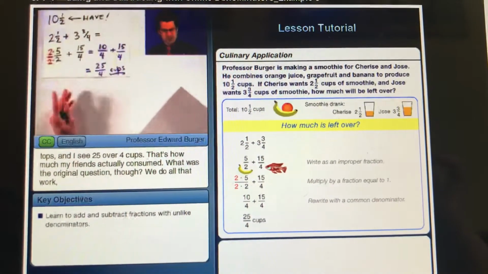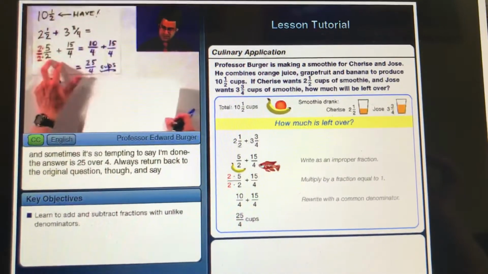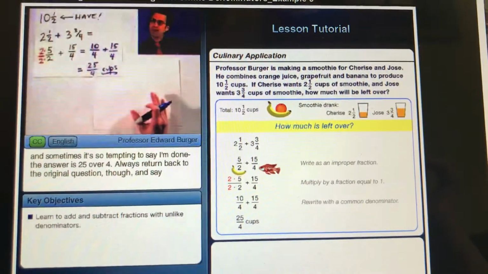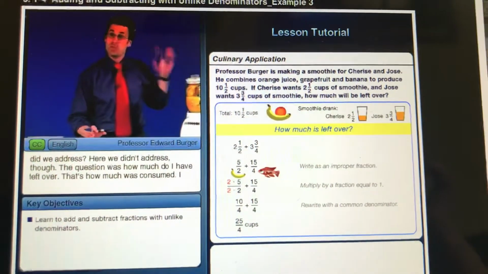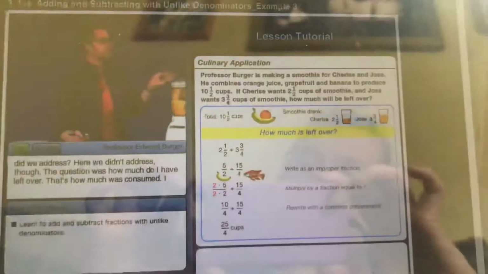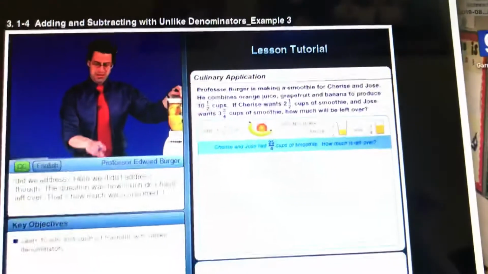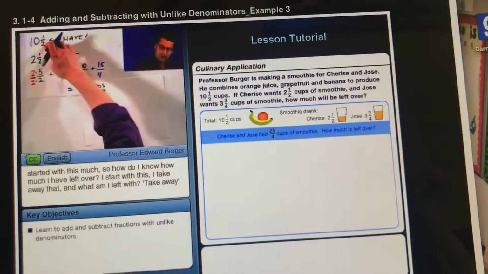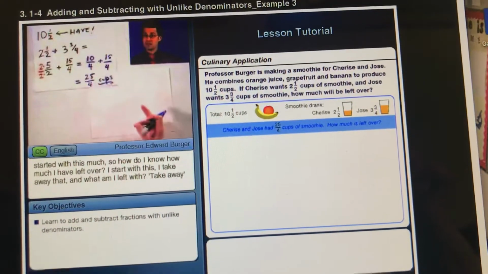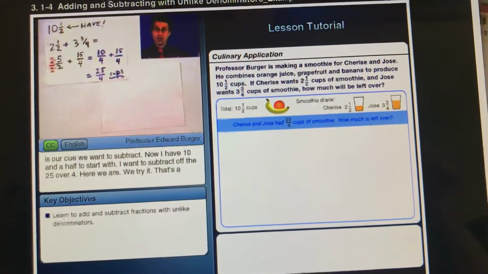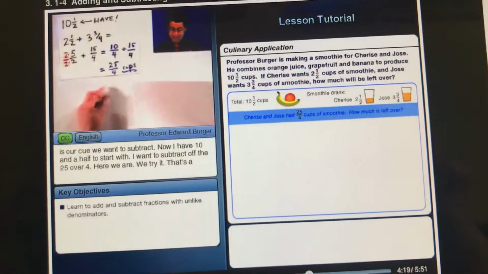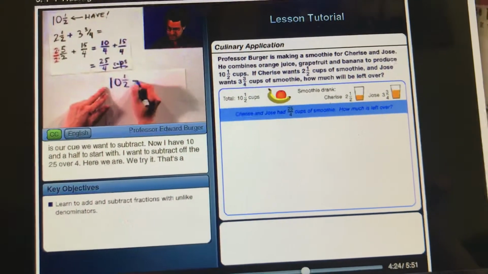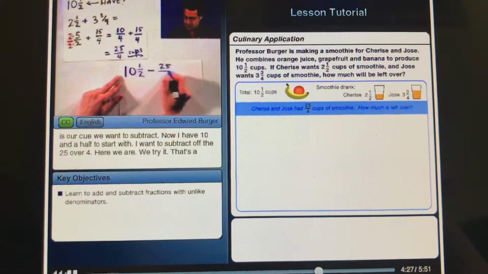So, what was the original question, though? We do all that work, and sometimes it's so tempting to say, oh, I'm done. The answer is 25/4. But no, always return back to the original question and ask, did we address it? Well, here we didn't. The question was, how much do I have left over? That's how much was consumed. I started with this much, so how do I know how much I have left over? I start with this. I take away that. What am I left with? Take away is our cue. We want to subtract. So now I have 10.5 to start with, and I want to subtract off the 25/4.